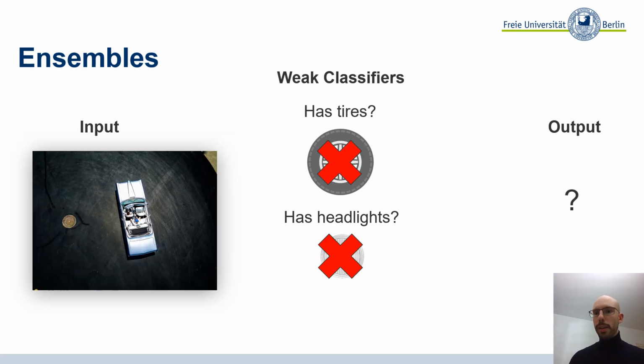Why not? Well, for starters, your weak classifiers are going to miss out on a lot of samples. So for instance, if you think of this example where we have an image of a car from a top-down perspective, our weak classifier checking for tires is not going to be able to find any tires in this image, and so it's going to tell you that the car is not a car. And likewise, the other weak classifier checking for headlights is not able to detect any headlights in this image, so it's also going to tell you that the object on the image is not a car, even though it clearly is.